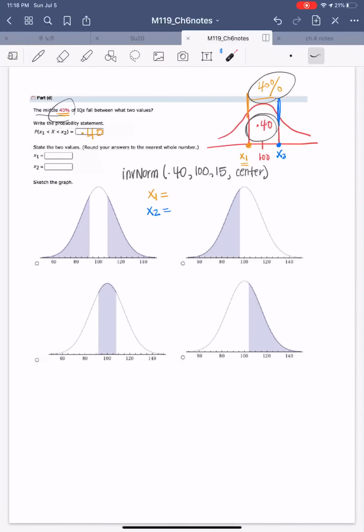Let's put that in. So we had 92 and then 108. So those will be the two numbers. Now, what if you do not have that option? Then you just have to do this twice, okay? So let me show you.